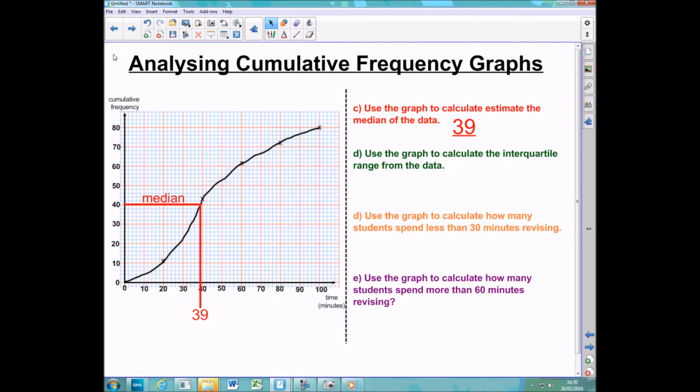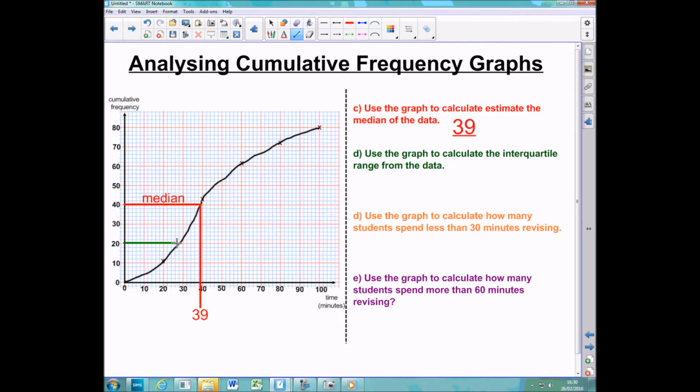So the next question they could ask you is asking for the interquartile range. Now this is very similar to the median, but this time we're going to mark on the upper and lower quartile. Now if the median is the halfway point, the lower quartile is the quarter point. So a quarter of 80 is 20. So we're going to mark that on just like we did with the median.